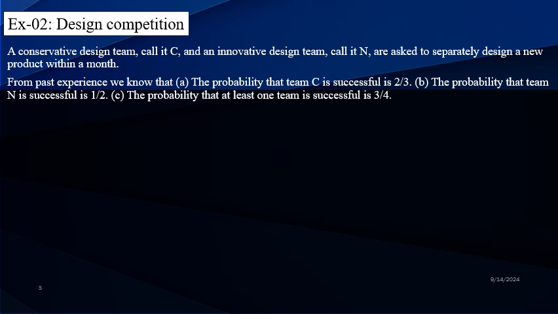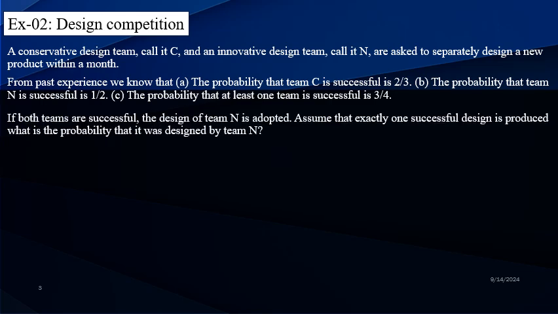From past experience, we know that the probability that team C is successful is 2/3. This is given information. The second piece of information is that the probability that team N is successful is 1/2. The third is that the probability that at least one team is successful is 3/4. All this information is based on past experience. Now, what is the situation here? If both teams are successful, then the design of team N will be adopted.